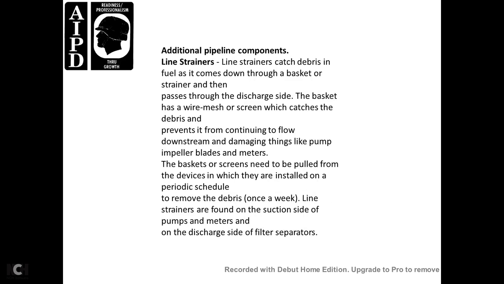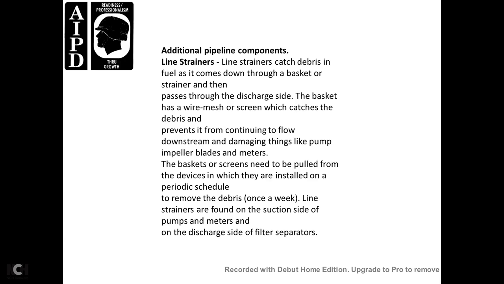Additional pipeline components, line strainer. Line strainers catch the debris in the fuel as it comes down into the basket. The strainer then passes through the discharge side of the basket. It has a high wire mesh screen which catches the debris, preventing the continuing flow of the damage downstream, damaging things like the pump, the impeller blades, and the meters.